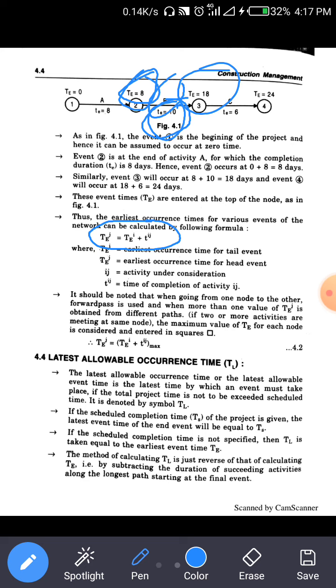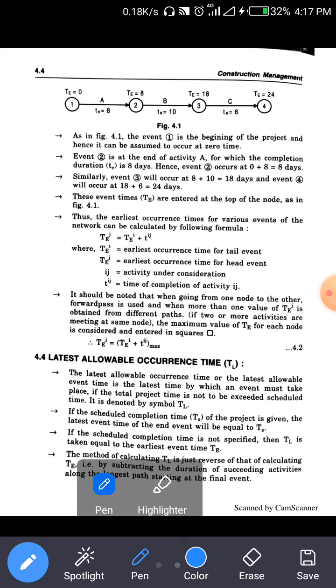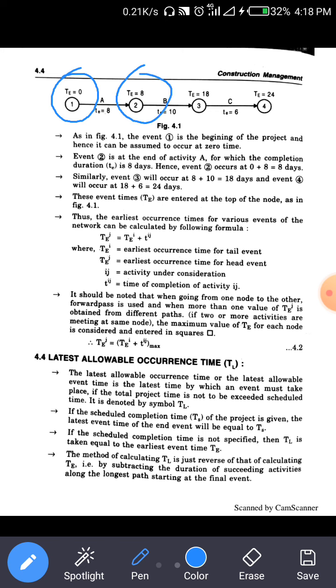What is i and what is j? In the arrow, this part shows i and this part shows j, and this value is tij. Clear? Here TEi is 0, TEj is equal to 8, and tij is 8. These are the simple formulas for finding the earliest time. Similarly, the latest allowable occurrence time.